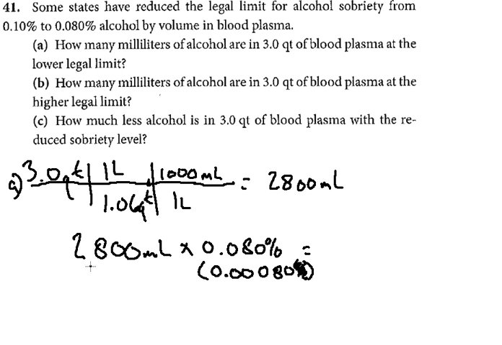So you're just going to multiply this number here by this number here. It should give us a pretty small number, and it does. We end up with 2.2 milliliters. So in nearly 3 liters, 2,800 milliliters of blood at the new legal limit, there's about 2.2 milliliters of alcohol.